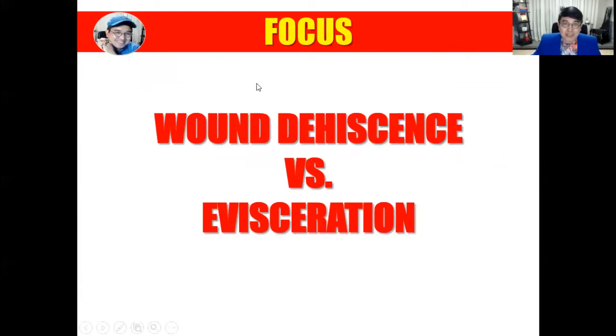So our focus for today would be on wound dehiscence versus evisceration. For those who are taking the NCLEX RN, don't forget the most important concept that you have to remember when you meet a question that deals with these concepts would be to identify your priorities. Since these are common complications of surgical interventions, it's very important that when a client is having wound dehiscence or evisceration, the RN should call for help.